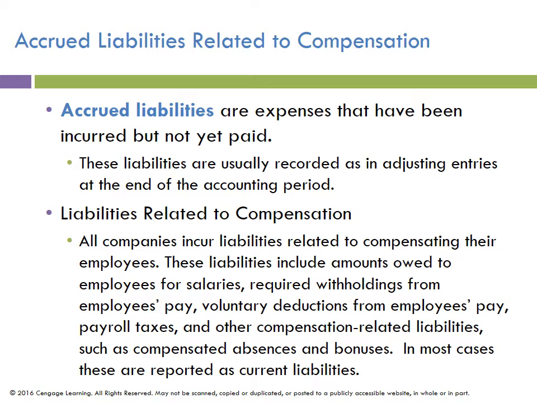Liabilities related to compensation. All companies incur liabilities relating to compensating their employees. These liabilities include amounts owed to employees for salaries, withholdings from employees' pay, whether they be voluntary deductions or payroll taxes, and other compensation-related liabilities, such as compensated absences like vacation or sick, and bonuses. In most cases, all of these liabilities are reported as current liabilities because employees aren't waiting for more than a year to get that money, right?